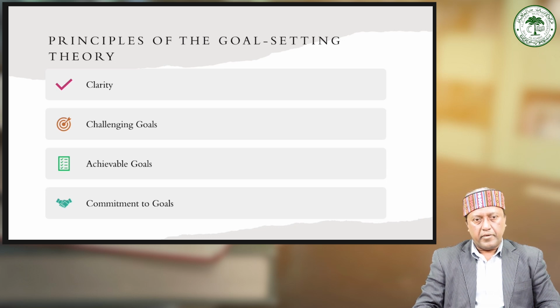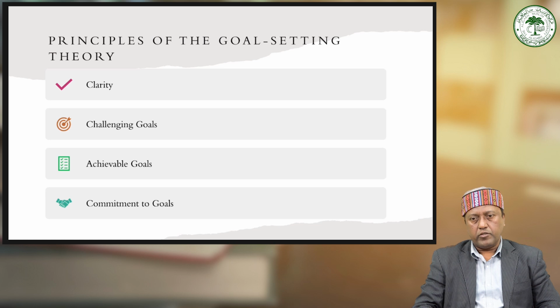And the last principle here is commitment to goals. For goals to be effective, there needs to be a shared understanding and agreement between the management and employees. Involving employees in the goal setting process, as suggested by the theory of participative management, fosters commitment. When employees feel they have a say in setting goals, they are more likely to be motivated to achieve them. In contrast, dictating goals without considering employees' input may lead to frustration and a lack of motivation.